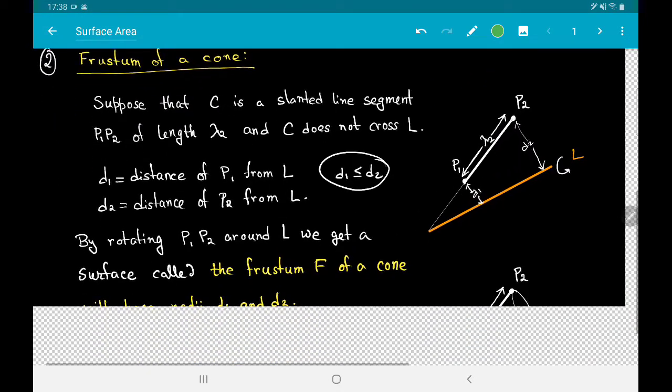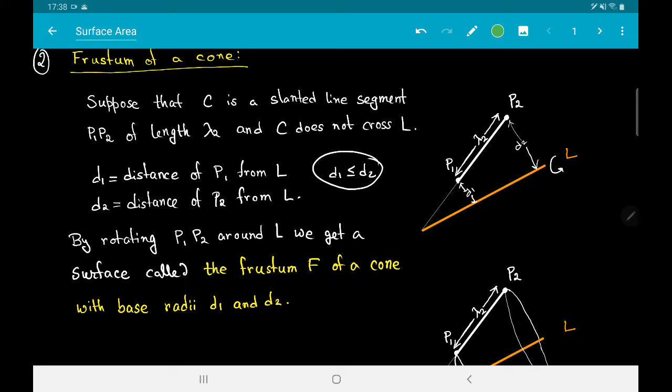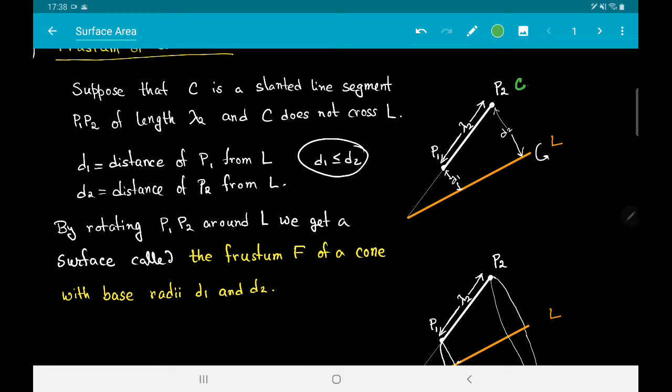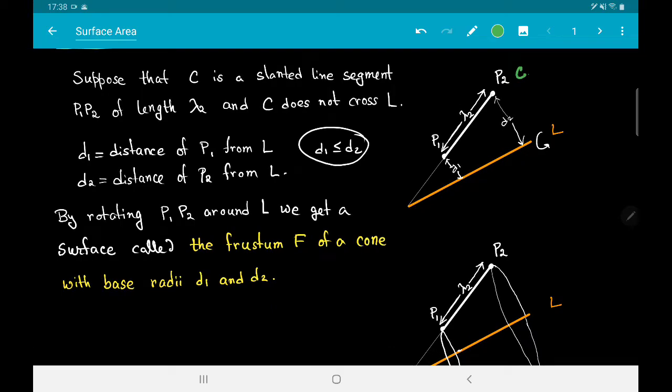A more formal definition is the following. Suppose C is a slanted line segment, P1 P2, which is drawn here. Let me call it C, and suppose that its length is lambda, as it is given in the picture, and suppose that C does not cross this line L. It can intersect, but it is not allowed to cross it. So we could not have something like this. This is C, this is L. This is not possible, this is not something we are considering.